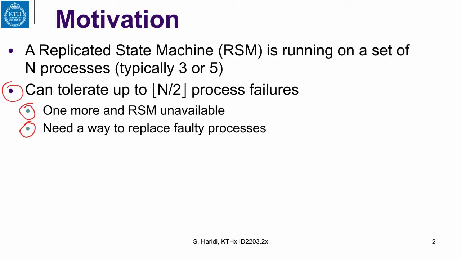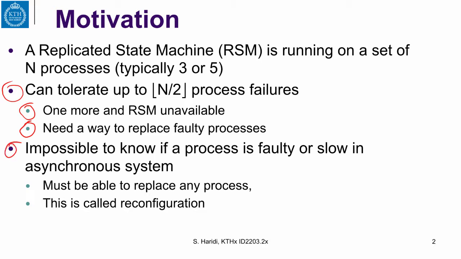It is not only that. We need a way to update our software or to reconfigure our system depending on the demands of this system and where we want to put the different processes. They might want to change the configuration of processes so that some will be in one data center, others in another data center. But as you know, it is impossible to know if a process is faulty or slow in an asynchronous system. So we must be able to replace any process. And this is called reconfiguration or dynamic reconfiguration of replicated state machines.